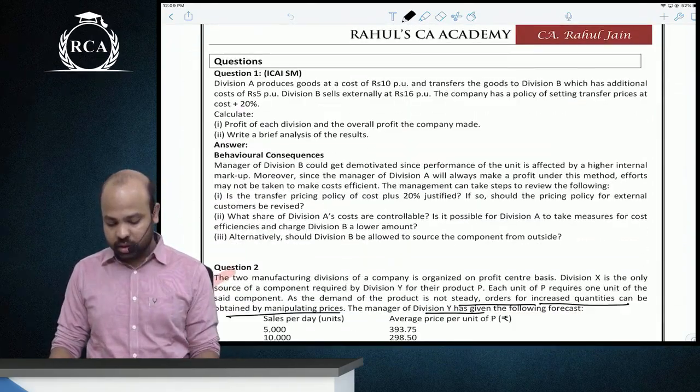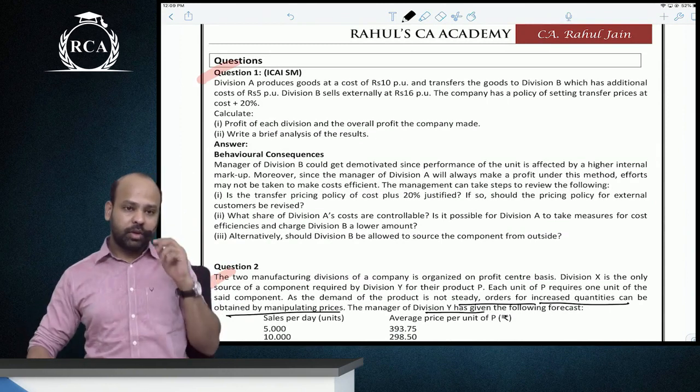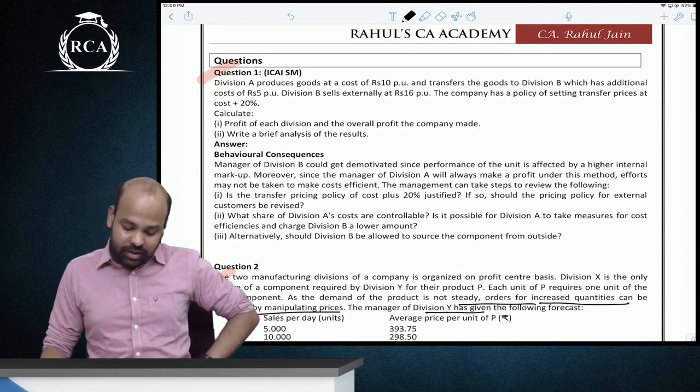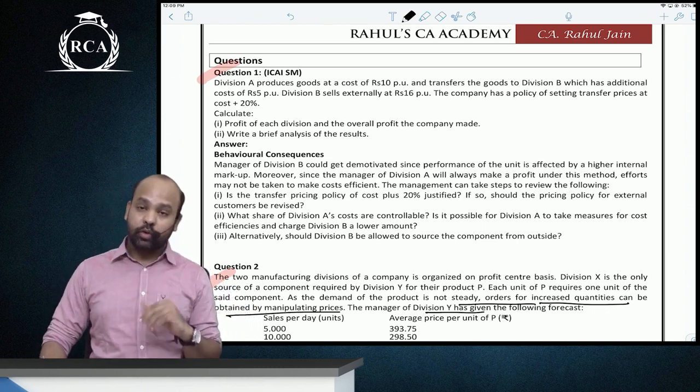We did second and third question already, beta, in the previous class. We will now be solving question number 1, beta. Question number 1, Division A. This is given as an illustration, guys, or as an example in ICAI study material, not as a question.